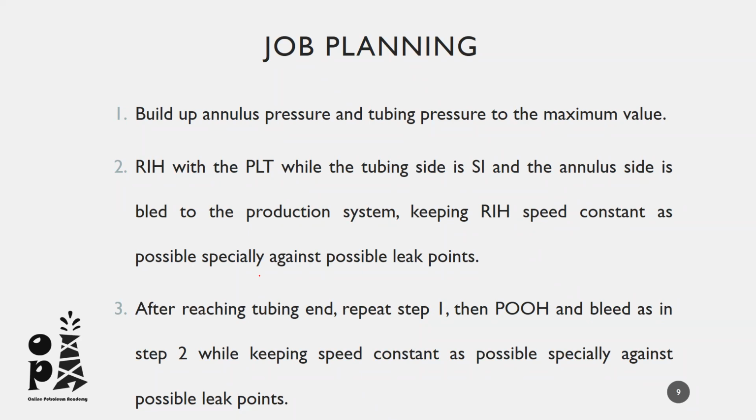If your situation necessitates that you can't run with high wellhead pressure, you can start bleeding wellhead pressure, then run in hole. After reaching the bottom, build up pressure inside the tubing and the annulus and start pulling out of hole with your PLT and bleeding the annulus to the production system.